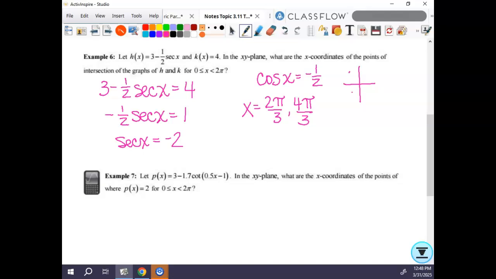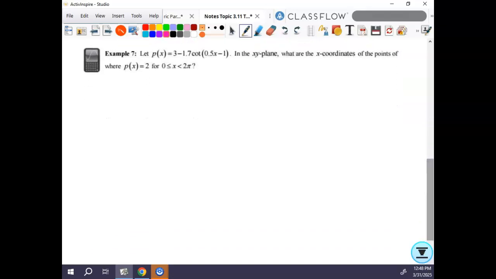All right, so you should all have your computers up. Just go to Desmos. Before we start typing stuff in, we're going to write something down here and read this question. It says, let P of X equal this. What are the X coordinates of the points where P of X is equal to 2? So basically, I'm setting this equal to 2. So 3 minus 1.7 times the cotangent of 0.5x minus 1 equals 2. Okay, because I got to show some sort of setup. But that's not even really how we're going to work it on the calculator either.